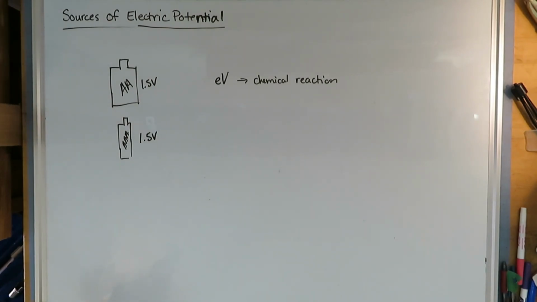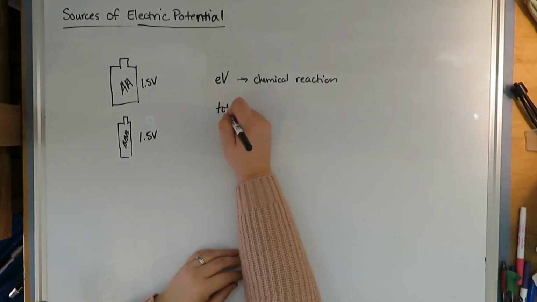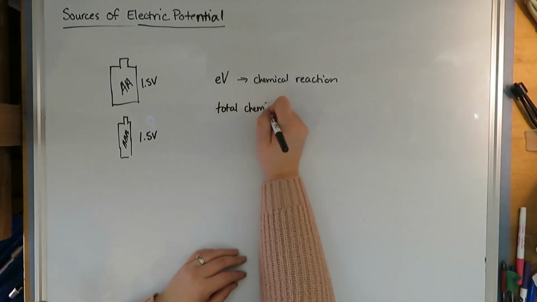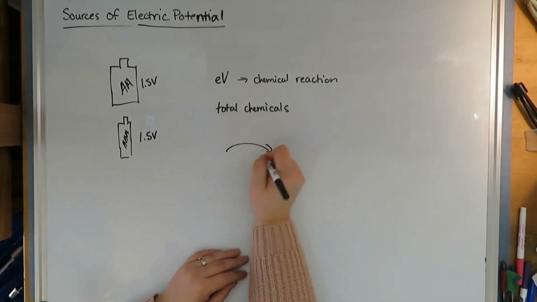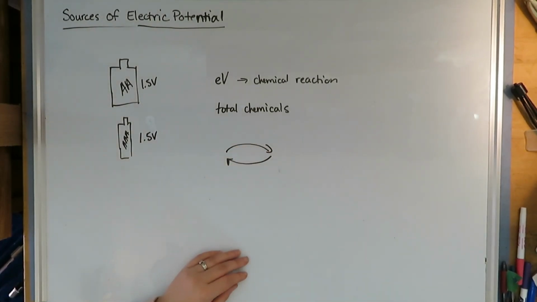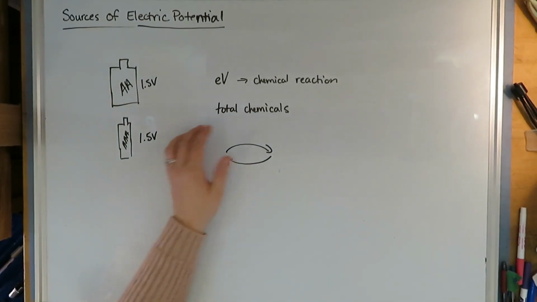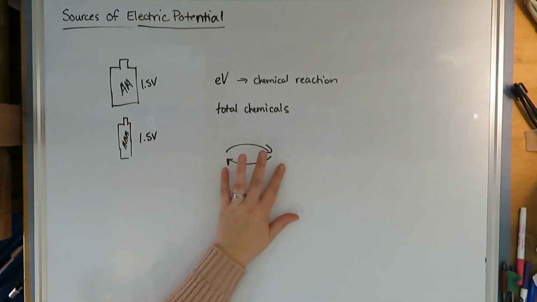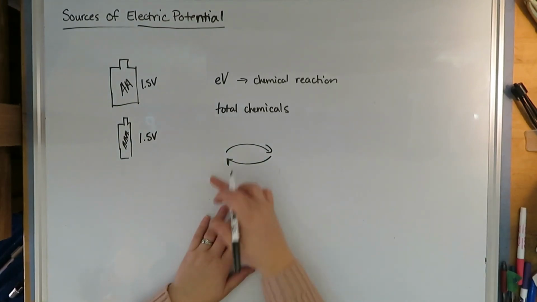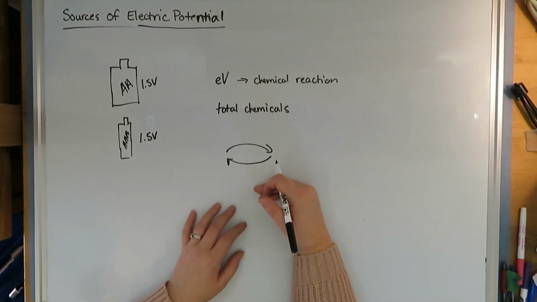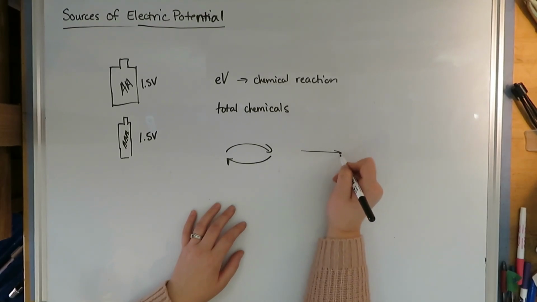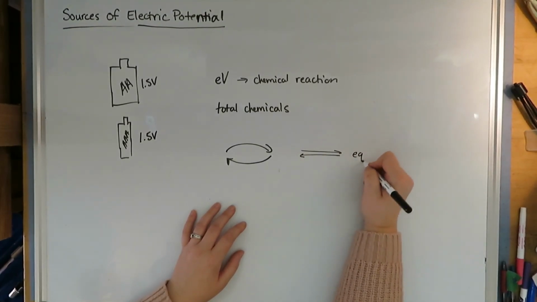Now, the difference between them is the amount of total chemicals. In a redox reaction, the reactions go back and forth. You have a forward reaction and a reverse reaction. This is not a chemistry class, so we're not going to go into redox or anything like that. But you have this chemical reaction that is reversible. And as long as one direction of the reaction is happening at a faster rate than the other, you're going to have a potential difference. But when they start happening at the exact same rate, they reach equilibrium.